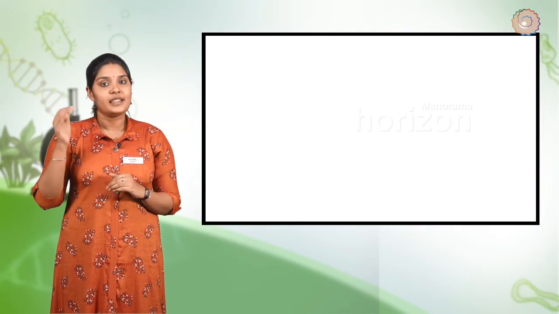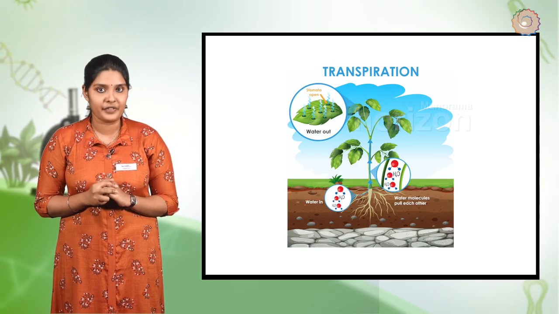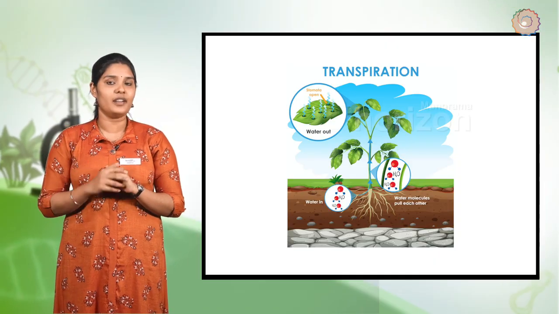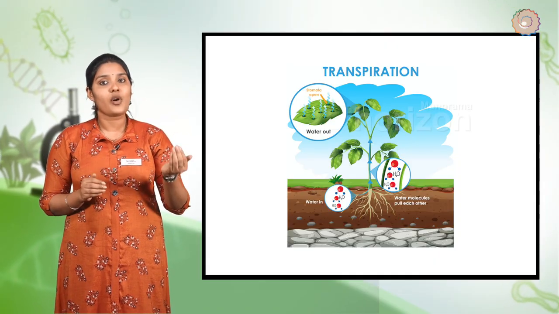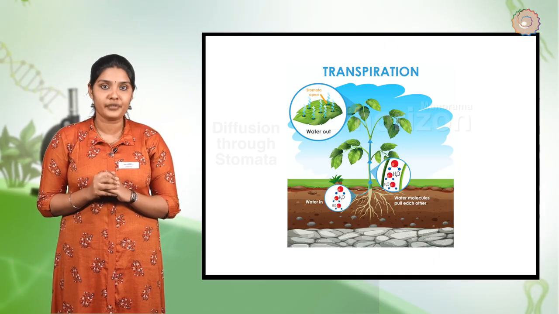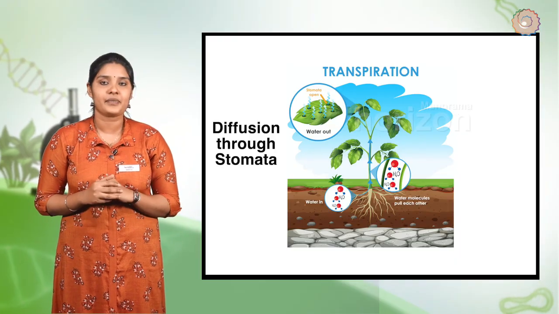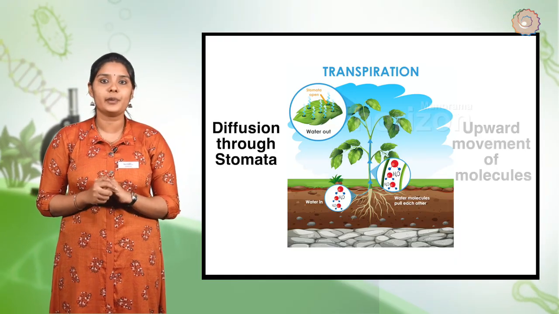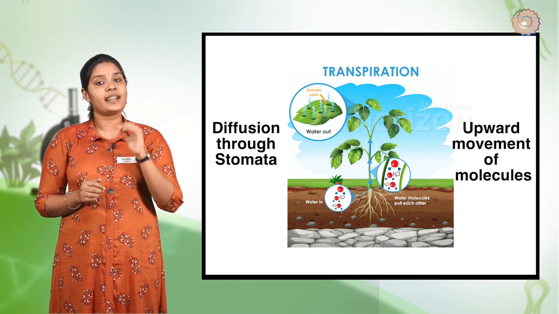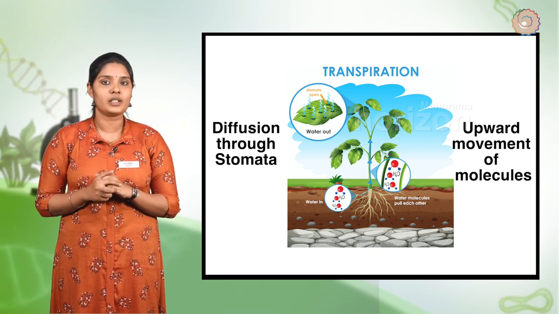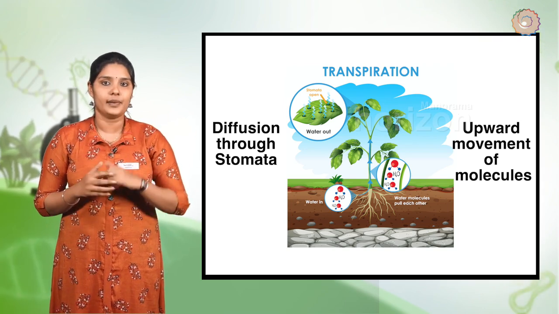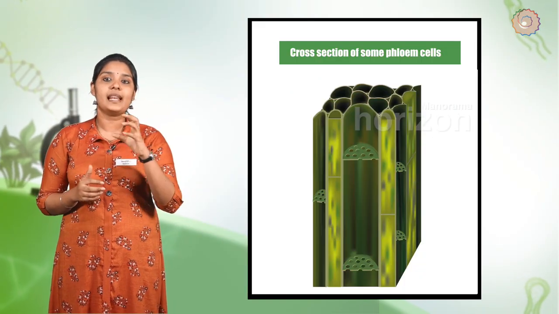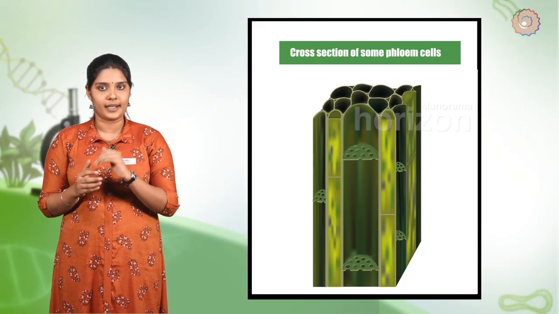Transpiration. The loss of water in the form of vapors from the living tissue of stems and leaves is called transpiration. It occurs mainly by the process of diffusion through stomata. Transpiration helps in absorption and upward movement of water and minerals dissolved in it from roots to leaves, and in temperature regulation. Transport of food. Phloem helps in the transport of food in plants.